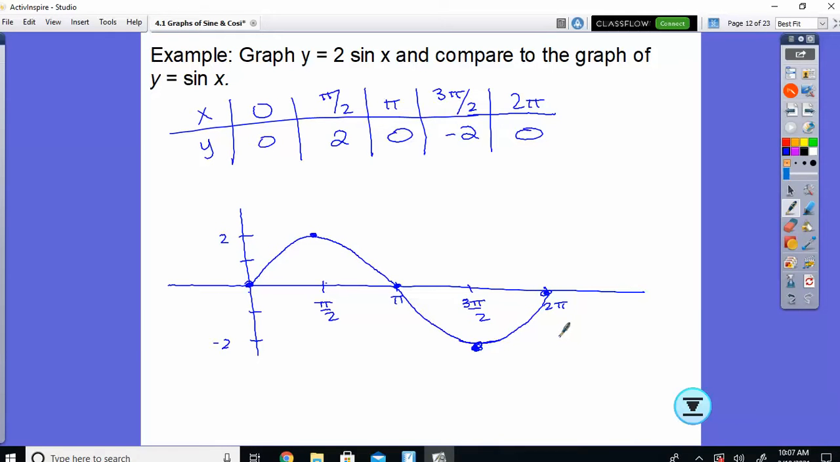How does this compare to the regular sine graph? It's taller. Our normal sine graph had a high point of 1 and a low point of negative 1. So just like in algebra, we said if you multiply a number out in front, it's a vertical stretch. That's exactly what it did. It made it get taller.